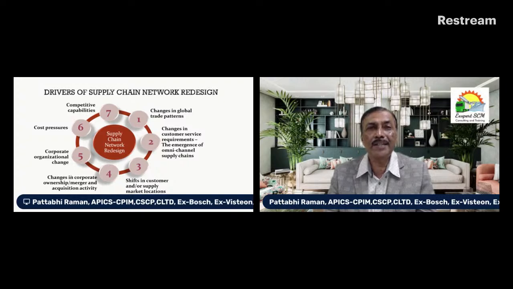redesign. In fact, any organization has to undergo a redesign in terms of locating their warehouses and manufacturing facility depending on the changes. For example, there could be changes in global trade pattern or changes in customer service requirement, shift in customer or supply market location. So each one of these impacts the location, and the way in which the efficiency of the network performs depends on these factors. Change in corporate ownership, merger and acquisition, corporate organizational change, cost pressures, competitive capabilities. So when you have this type of thing which will naturally happen for any business, it is natural that every organization should take up some form of a redesign once in 3 to 5 years.